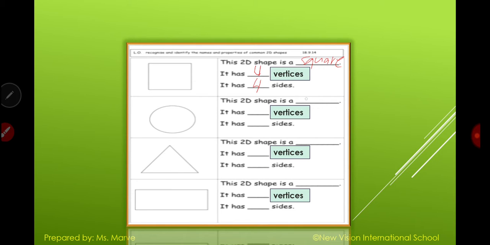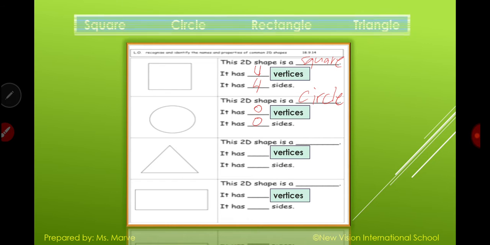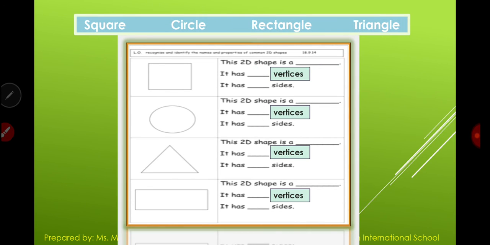This 2D shape is a blank. It has 0 vertices and 0 sides. So it is a circle. Good job. Now you can answer the third and the fourth exercises. Great. Thank you so much. Okay.